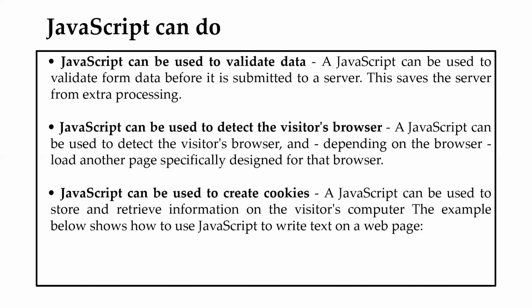JavaScript can be used to detect a visitor's browser. Depending on the browser, it loads another page specifically designed for that browser. JavaScript can also be used to create cookies. A cookie is a small text information. That text information can be stored or retrieved from the user's computer.